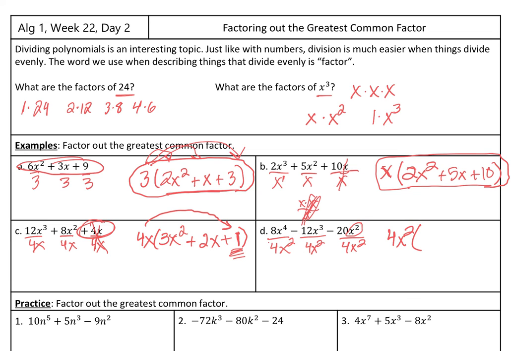And then that gives me, let's see, 8 divided by 4 is 2. X to the 4th divided by x squared, you subtract the exponents. 4 minus 2 is 2, so that's x squared. I need to make sure to put this minus sign. 12 divided by 4 is 3. X cubed divided by x squared is a single x. Then a minus sign, and 20x squared divided by 4x squared. The x squareds are going to cancel, and then 20 divided by 4 is 5.